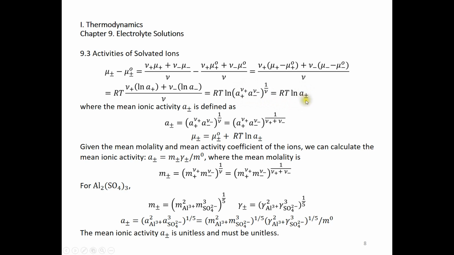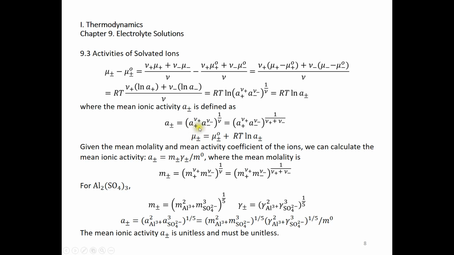This A plus minus is the so-called mean ionic activity. Again, this A sub plus minus denotes the mean ionic activity. So it's defined as this. This is a geometric mean of the activities of cations and anions.